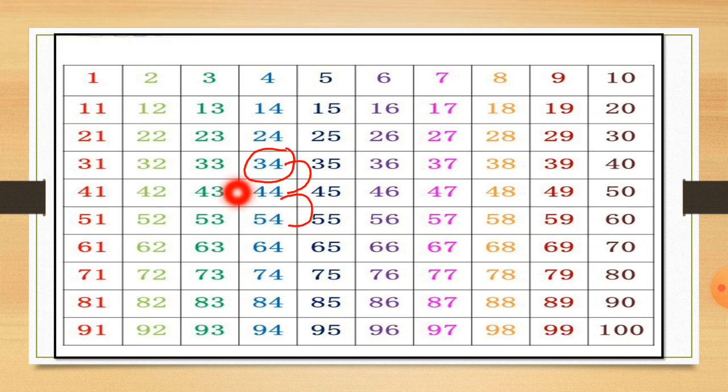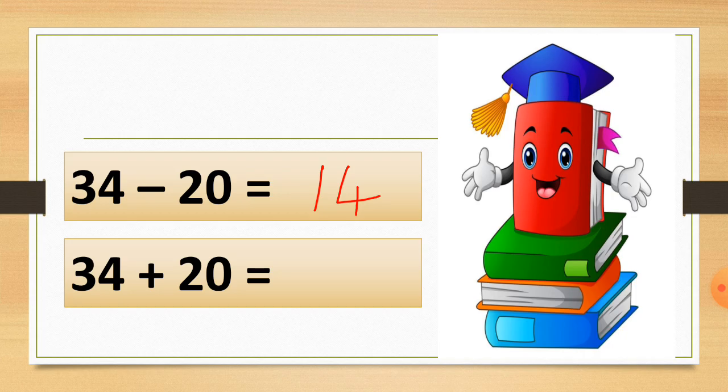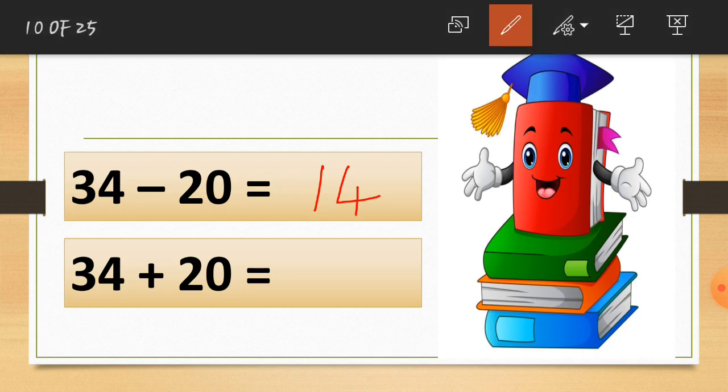Here is the one step, which is 44. And here is the next step, which is 54. So if we go down 2 steps, we will add the 20 numbers in the 34. So here is our answer, which is 54. You can see this number, which is 54. So let's write the number here. We get the answer, which is 54.